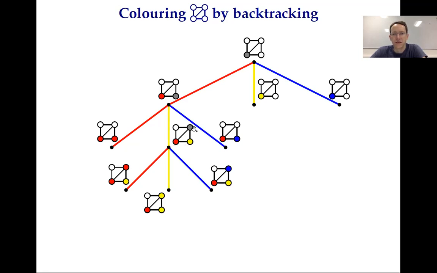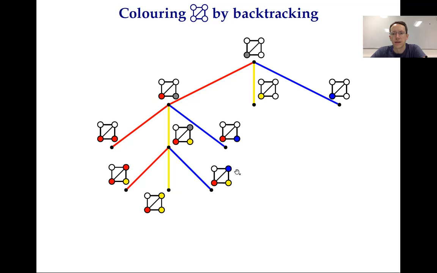Now let's move on to the next vertex, which is the highlighted one here, the one on the top right. Again, we have a choice of red, yellow, or blue, but now we can see that if we assign it red or yellow, these are both conflicts because they clash with one of the neighboring vertices.